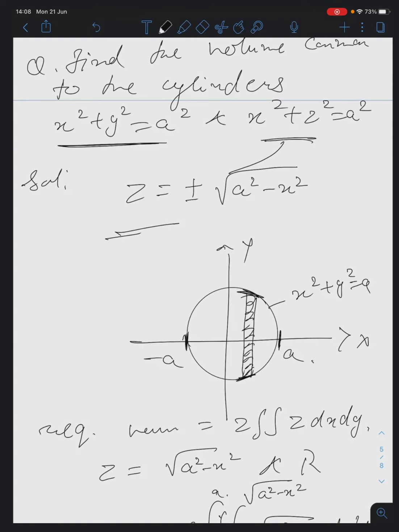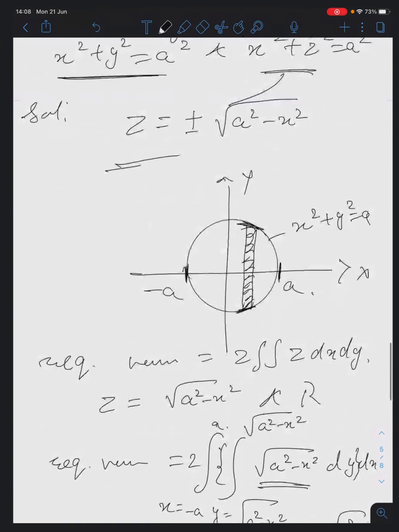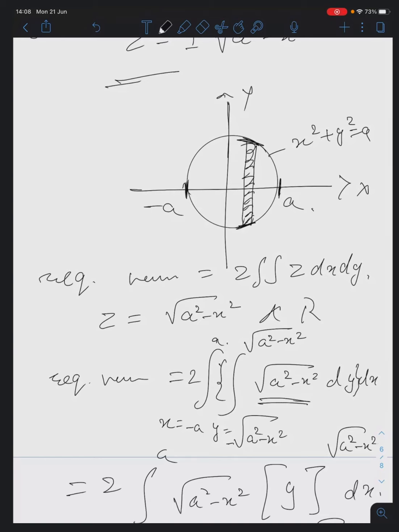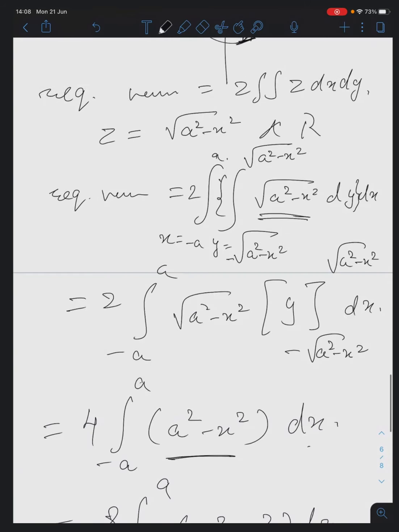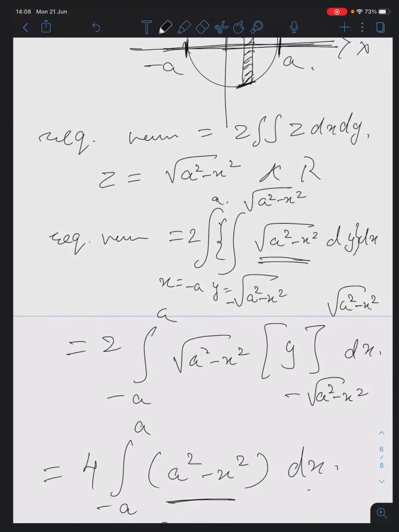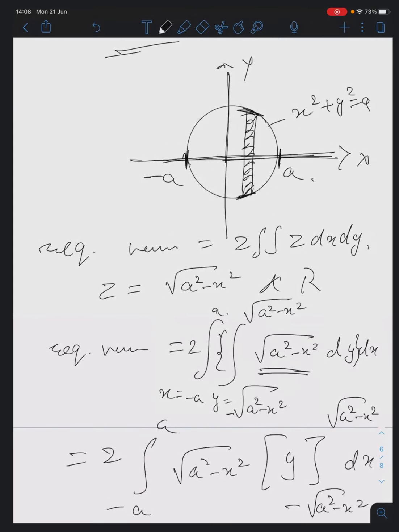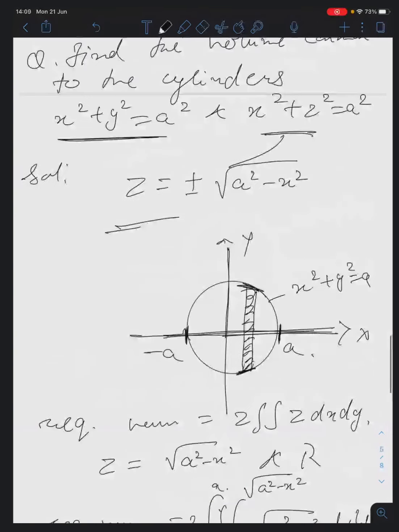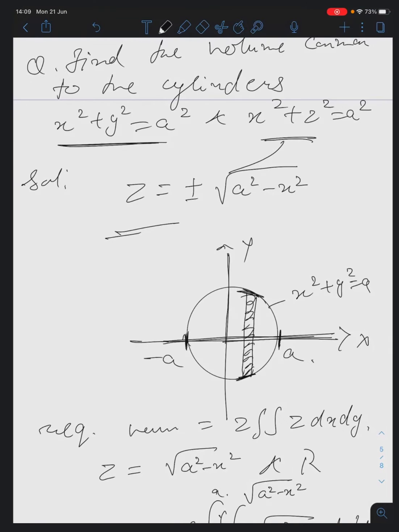I didn't draw that 3D graph, but even if you are just solving for the circle, if I ask you to solve this much part, what have you done? Symmetry is there, therefore you have multiplied by 2. Forget about z. Even if you don't have any function, this circle is symmetrical about the xy plane itself. So even if you consider z also, that cylinder will be symmetrical about the xy plane. So 2 times.